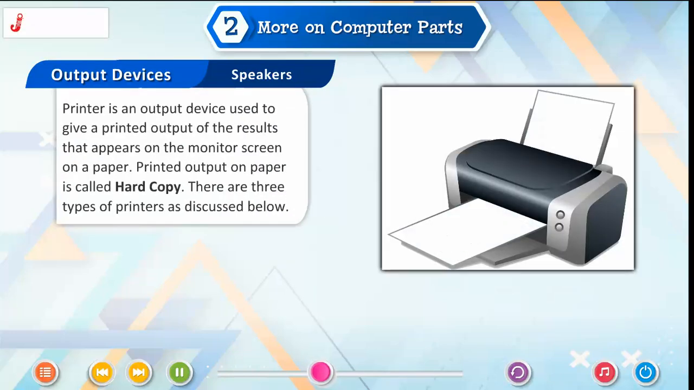Printer. Printer is an output device used to give a printed output of the results that appears on the monitor screen on a paper. Printed output on paper is called hard copy. There are three types of printers as discussed below.